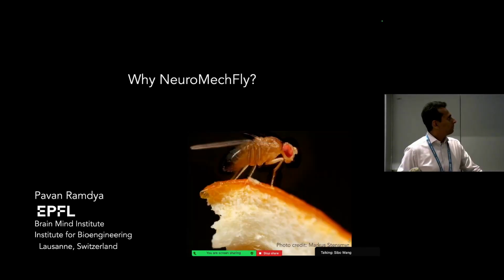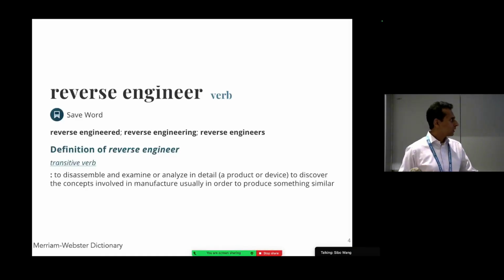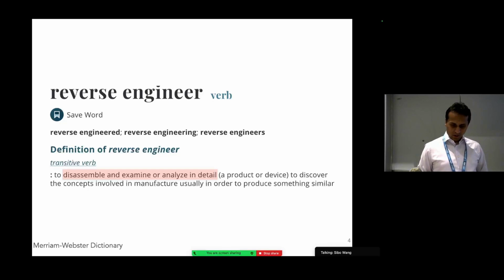Okay, so why NeuroMechFly? This is the historical aspect of it. I'm not going to bring up Feynman, even though I just brought up Feynman. But there's this idea of reverse engineering, or what I cannot create, I do not understand. The idea of reverse engineering is to disassemble or analyze something in detail. And as biologists, we're all reverse engineering in the sense that we're disassembling or analyzing something in detail. Ideally, we discover important concepts regarding those details that we can translate to robotics, artificial systems, or to humans.